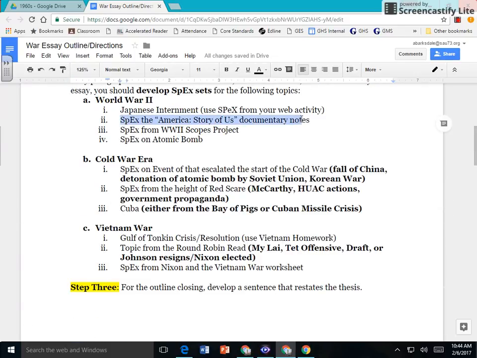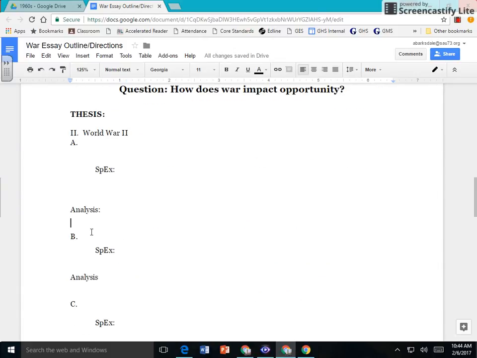Then you're going to go on to your B, specs and analysis, and that will match up with 2, which is America: The Story of Us documentary notes. Your B would need to describe whatever it is you're going to talk about. So if you're talking about the Jeep, you'd have to describe what the Jeep is. Your specs would describe how it was used in warfare, and your analysis would explain whether or not it was a positive or negative technological opportunity. And then you're going to go forward from there.